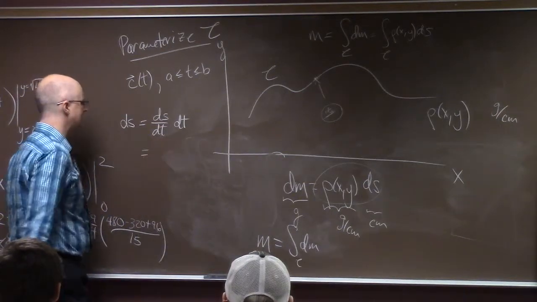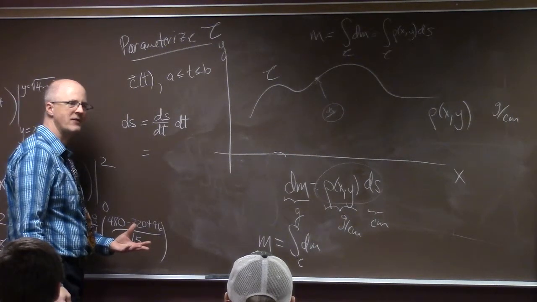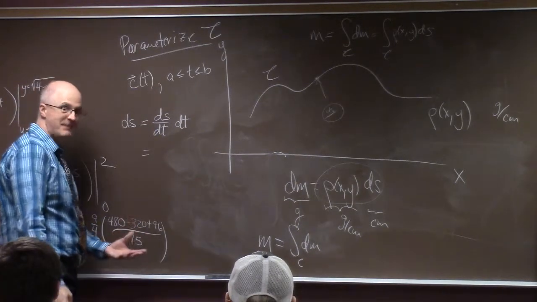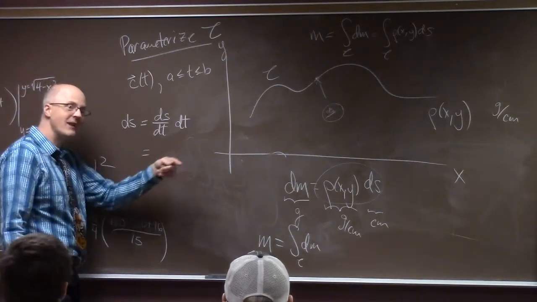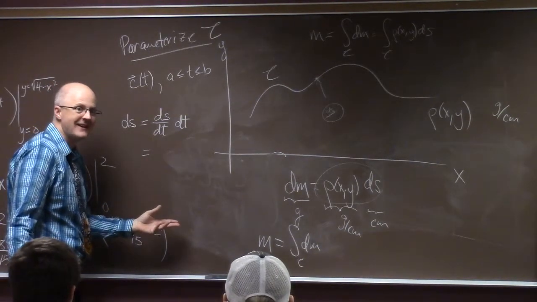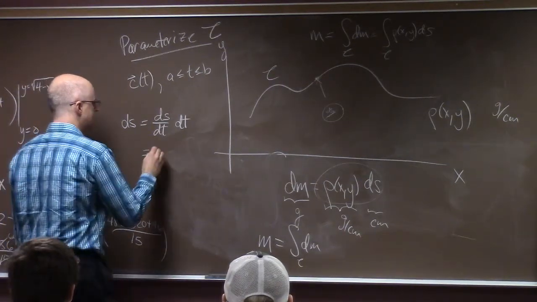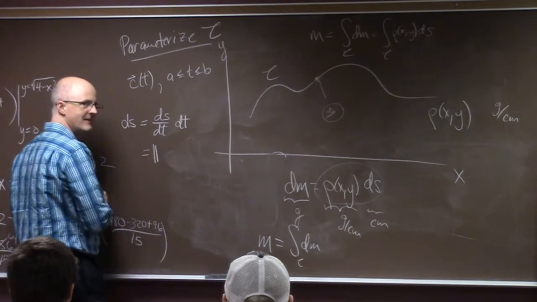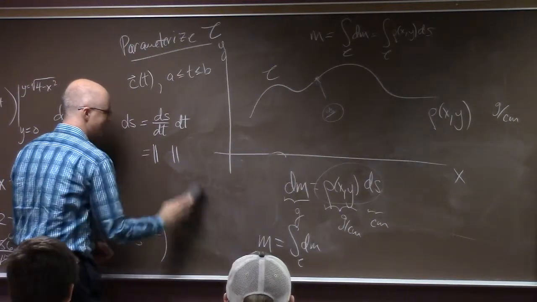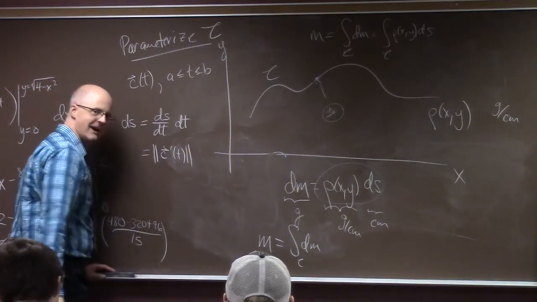Well, what's ds dt? Give me a word for that. One word, 5 letters. Starts with an S. Speed. S is arc length, distance traveled. ds dt is its derivative, speed. I could write speed dt. I could also write this. What do you think I should put in there? C prime of t, yeah. The length of the velocity vector is the speed.